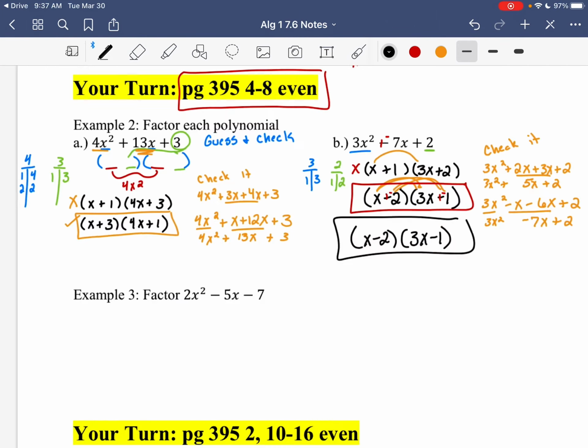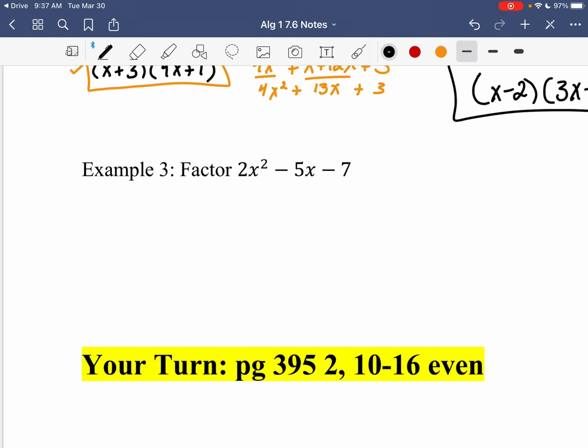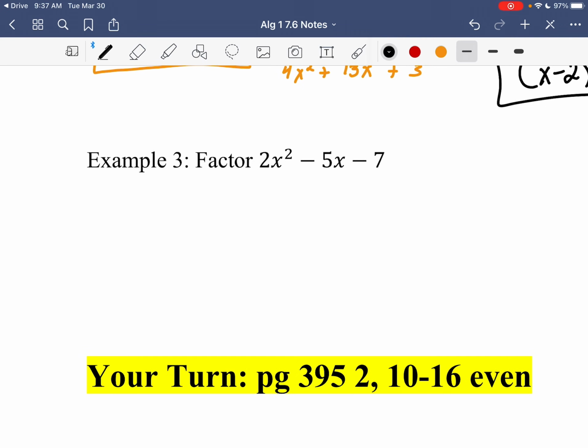Okay. We'll do one more example and then we'll give you a chance to do some. All right, next one. Again, I want multiples of 2x squared. So multiples of 2 are just 1 and 2. And then I want multiples of 7. Well, negative 7, which tells me one of them is going to have to be a negative, either negative 1 and 7, or 1 and negative 7. Either way, to get those negatives there.